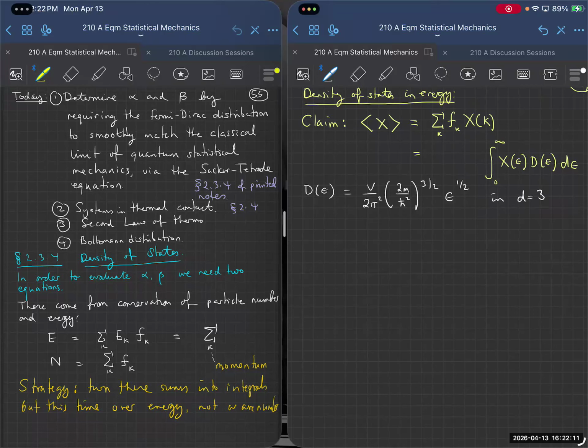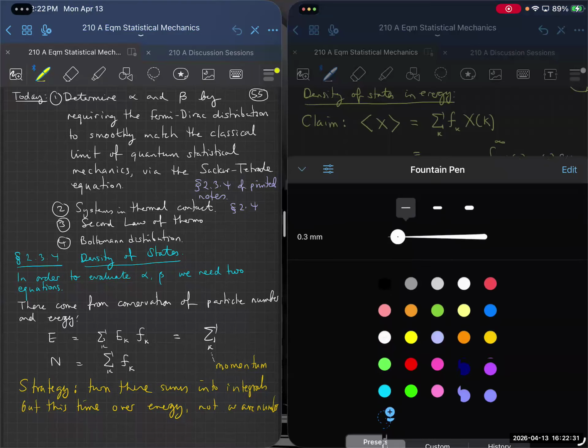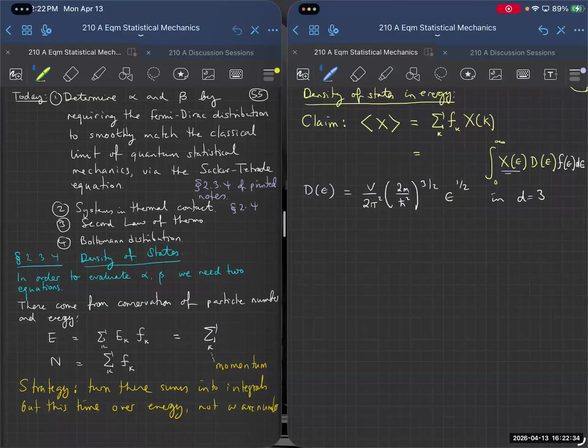And then I need another factor in here. So I'm sorry about the typos. Times f of epsilon d epsilon. So what's happened in here is I have the x in terms of energy, which is this x here. I have the distribution function, the Fermi-Dirac distribution, which is here. And then the thing that converts the sum over k into an integral over energy is this factor here. And this thing is called the density of states in energy.